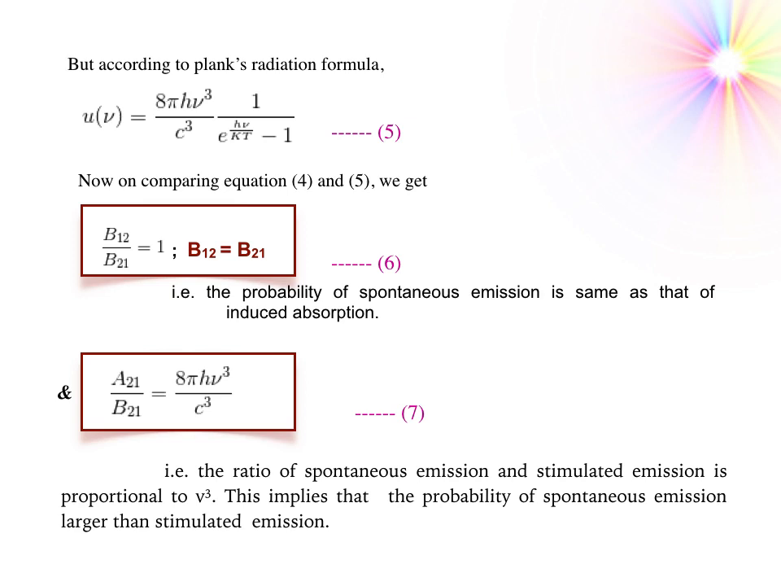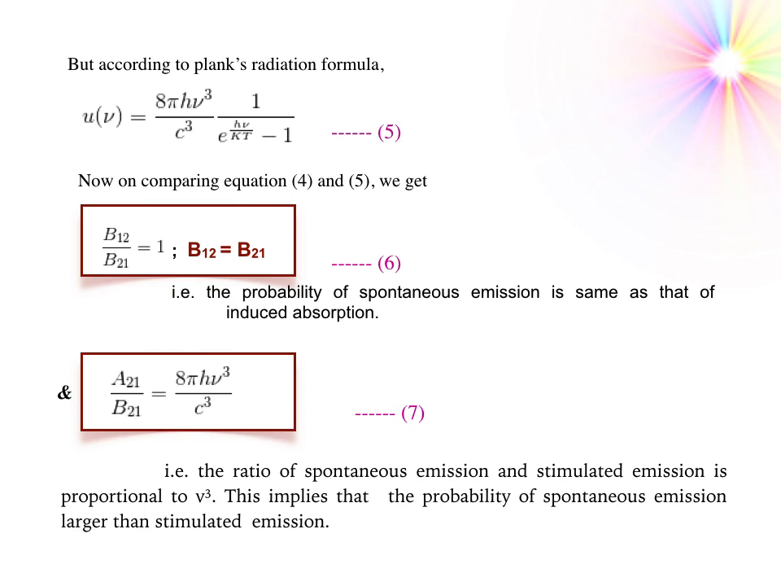This equation 4 has a very good agreement with Planck's energy distribution radiation law. According to Planck's distribution law, the energy density U nu is equal to 8 pi h nu cube upon c cube into 1 upon exponential h nu upon kT minus 1, equation 5.